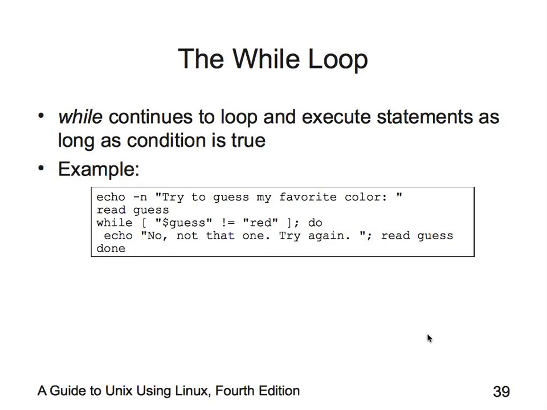While loop. A while loop will keep going until a certain condition is met. It says while continues to loop and execute statements as long as a condition is true. So in this case, it's while guess not equals red, do echo no, not that one, try again. Basically, it asks a question initially, guess my favorite color. You'll read that from the command line entry, and then you will keep looping until they actually guess the right color. We'll do some examples later.